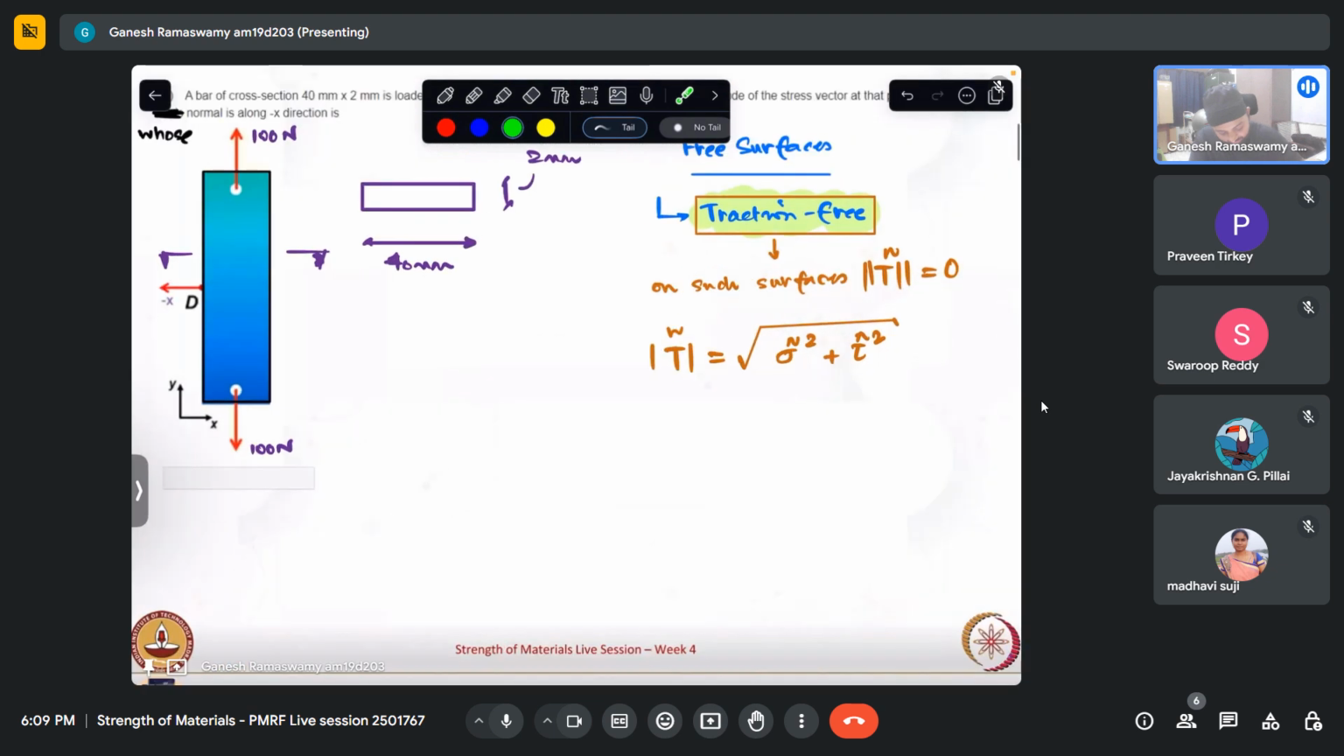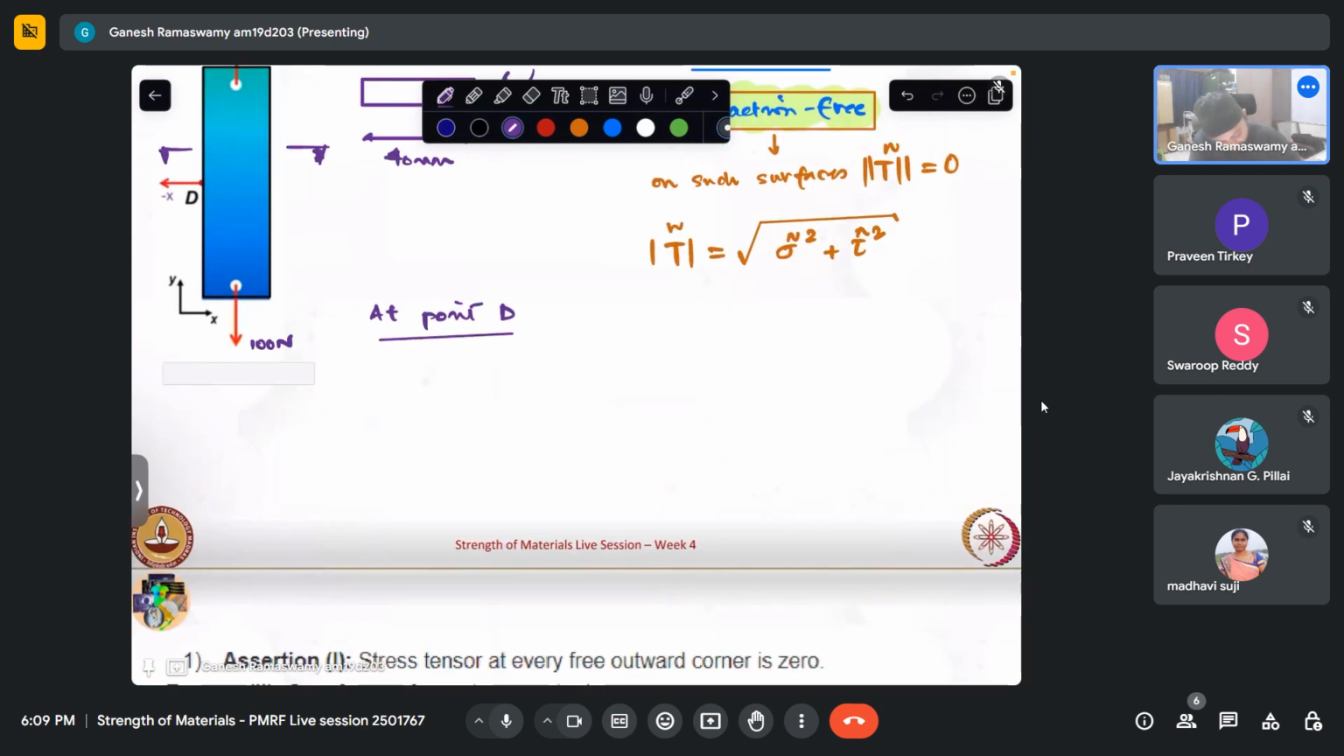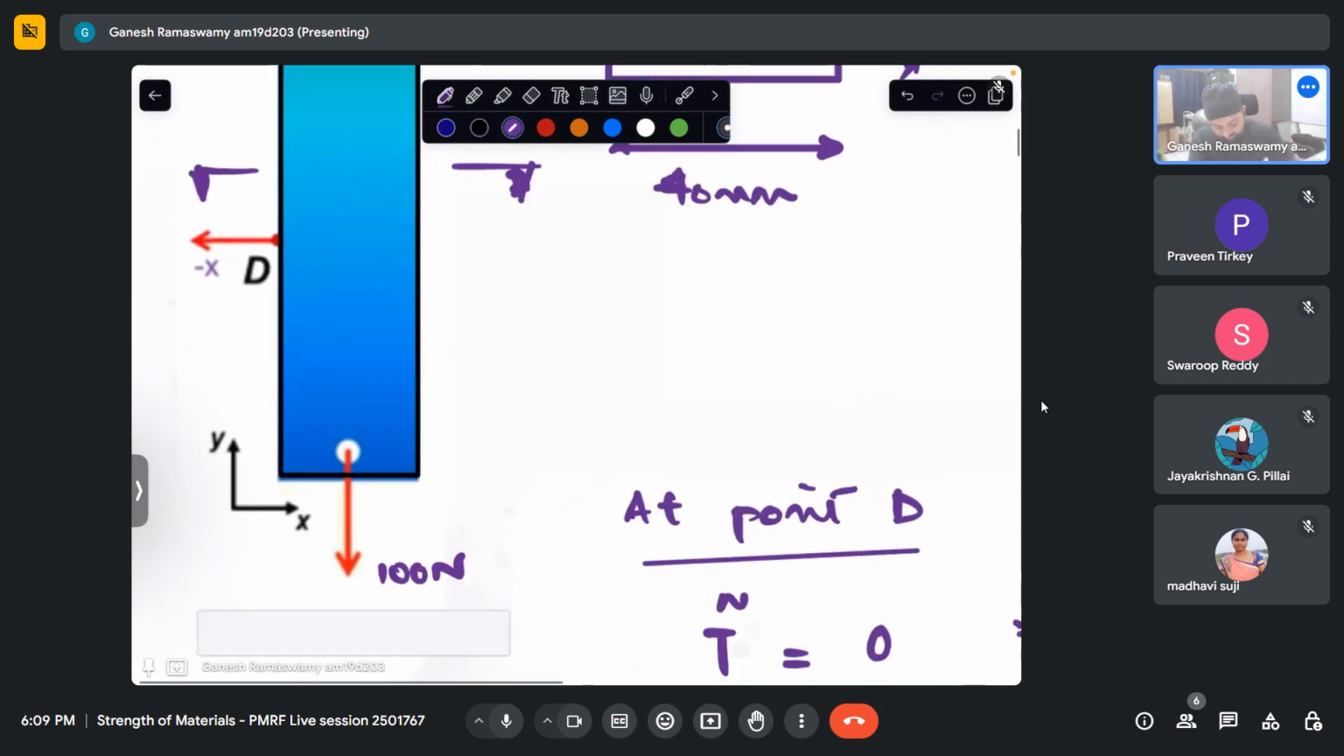So a priori here we can see that at point D, the traction vector is 0. Or if I were to put it like that, Tnx, Tny at point D is 0, where n is this vector.